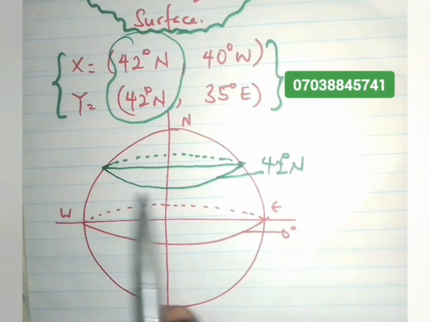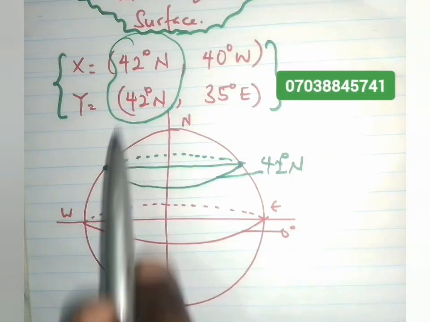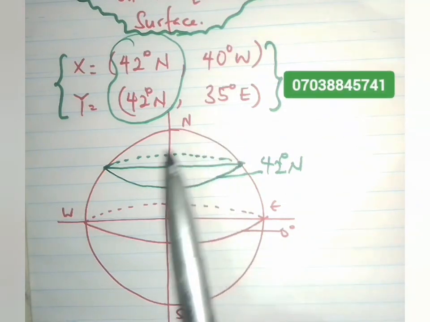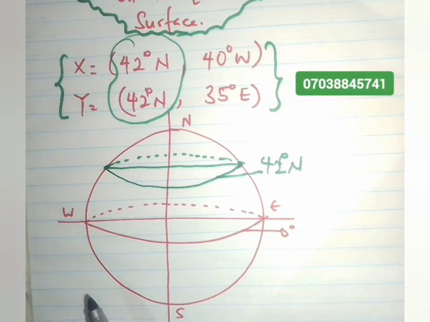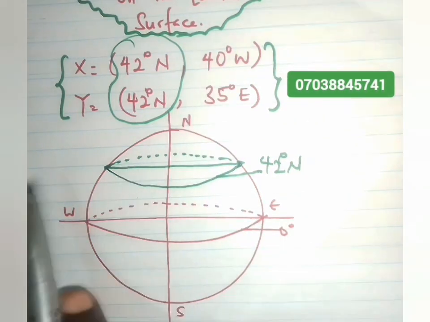Y also has this same thing. So that means you're not going to draw it 2 times. This part is common to both of them. So what you're just going to draw is the right hand side, which is the longitude. So let's take the first one, which is 40 degrees west. So 40 degrees west is on the left hand side here.